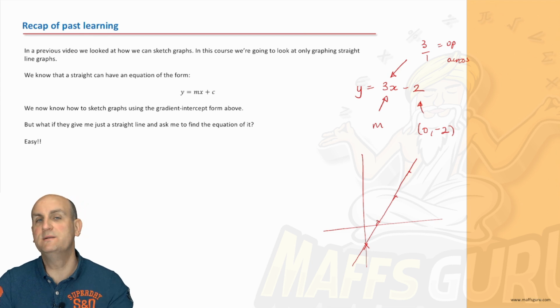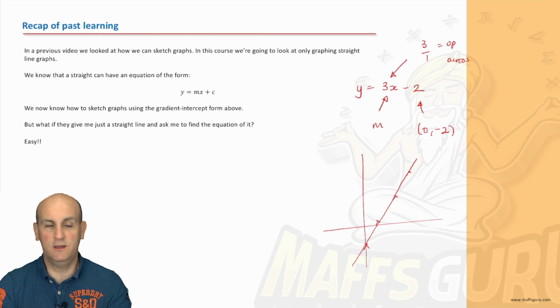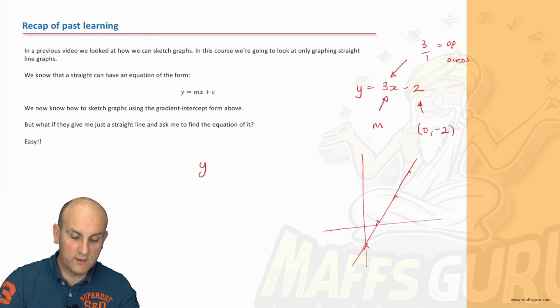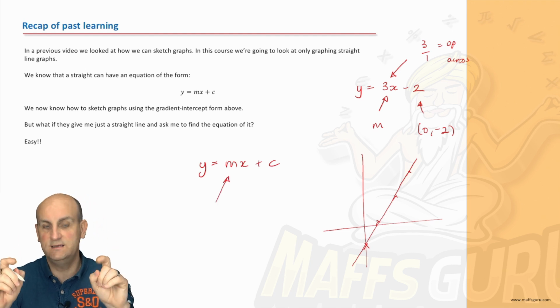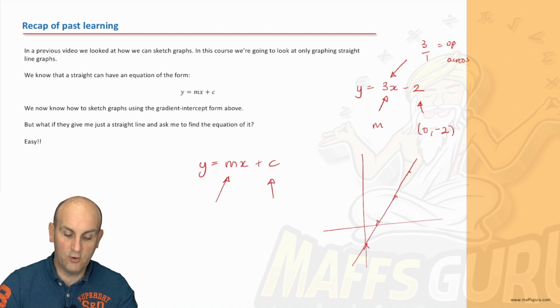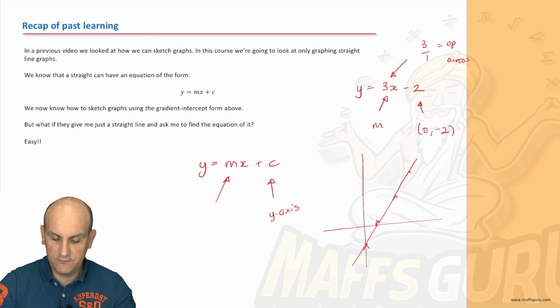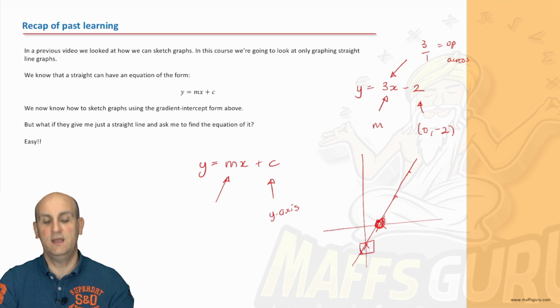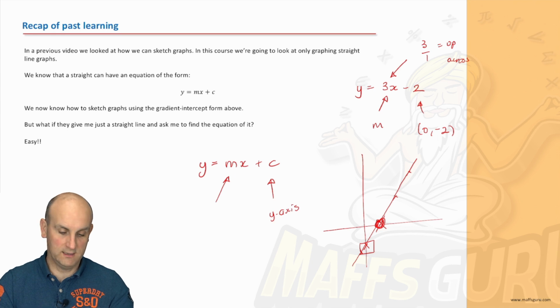But what happens if they give you the graph and you've got to find the equation of a straight line? Hopefully you're not going to find that particularly difficult, because we know the equation of a straight line is given by y equals mx plus c. So if I've got a graph and I can find the gradient and read off the y-axis intercept, and again, don't get tricked, it's not the x-axis intercept, it's the y-axis intercept, I can just put it into the equation and ka-ching, I've got my equation of a straight line.